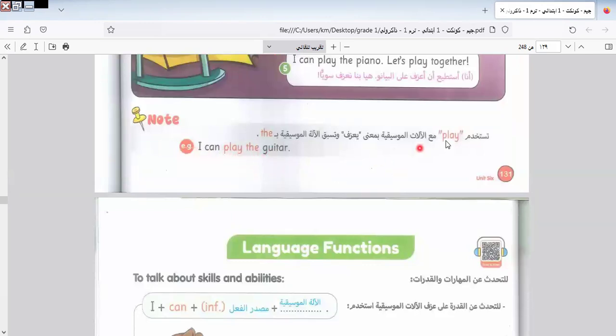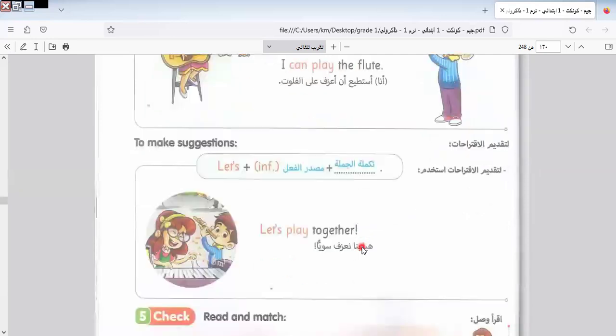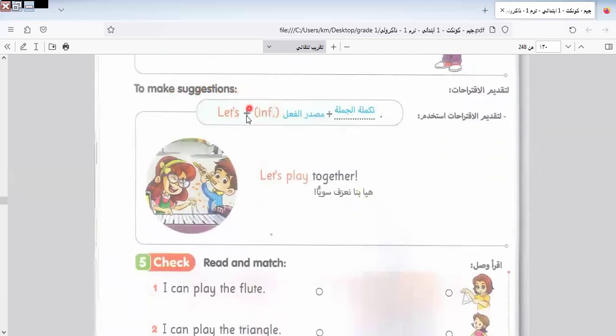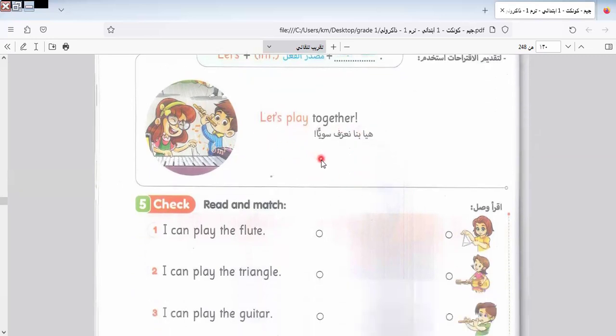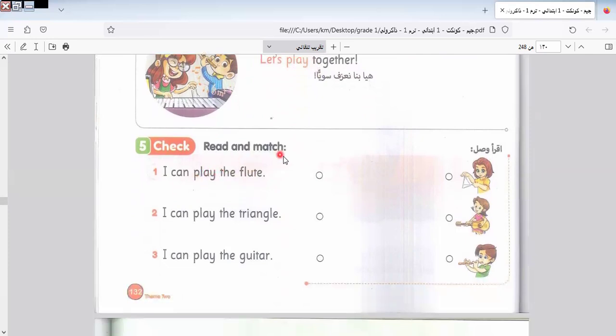I can play the guitar. So here "play" is used with what? With the musical instrument. Okay. We use "play" with the musical instrument. Here I can play the guitar. I can play the flute. Here we have a suggestion, which is "let's" plus the infinitive form. Let's play together. Let's go out. Let's read. Let's play. Let's enjoy, and so on. So it must be followed by what? By the infinitive form. Here we have read and match.